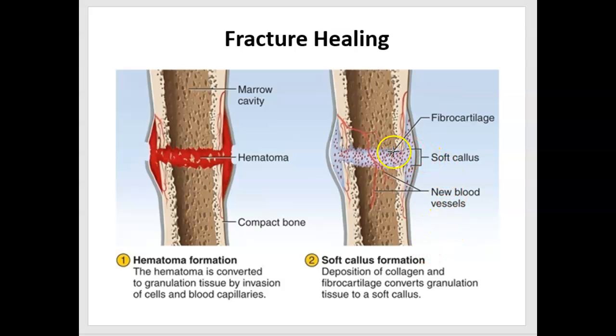chondrocytes start laying down fibrocartilage. They were underneath the periosteum. And the granulation tissue now is going to become fibrocartilage with some collagen fibers. Now collagen fibers are pretty strong. So the chondrocytes and the collagen fibers, it's still soft and a little bit malleable, but strong enough to hold the two pieces together.